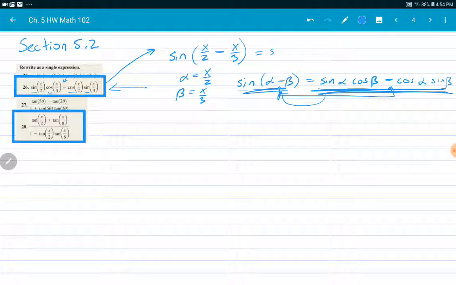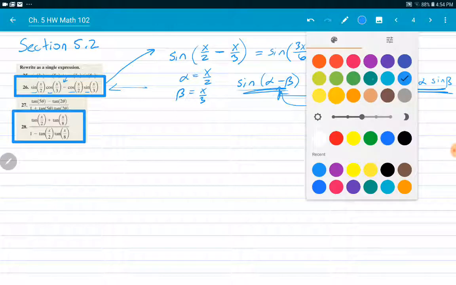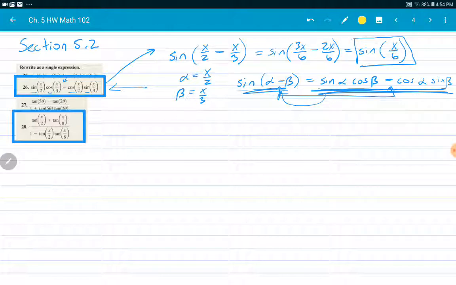So simplifying fractions now, I get a common denominator of 6. So I get 3x over 6 minus 2x over 6, which gives me sine of x over 6. That is as simple as I can get there. So that is my final answer for 26.